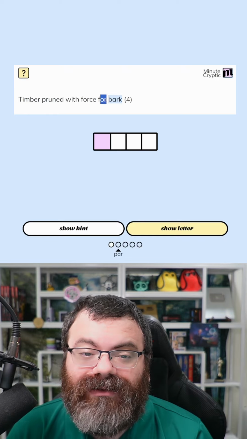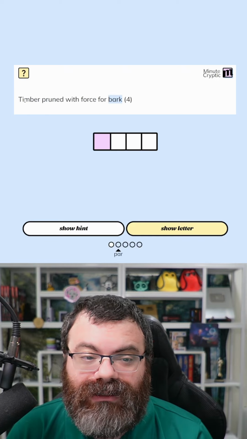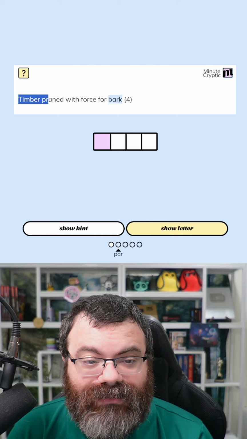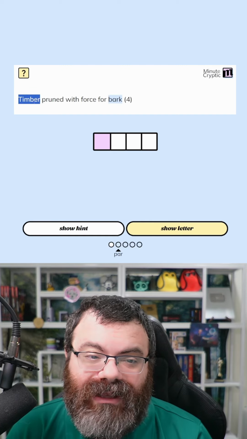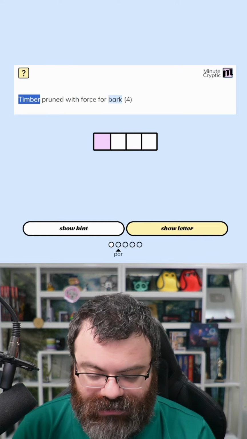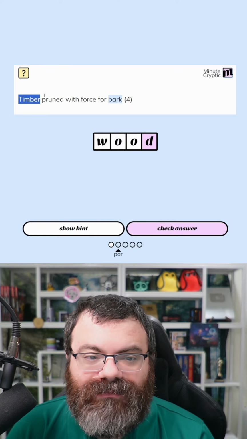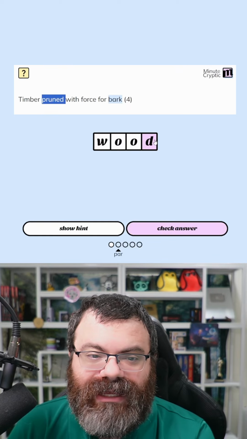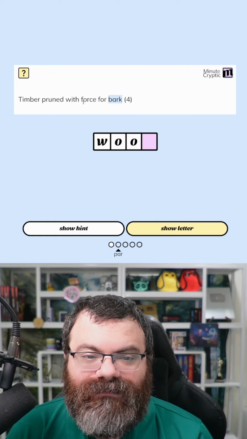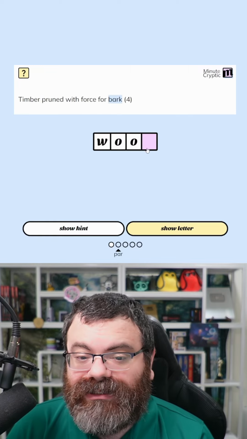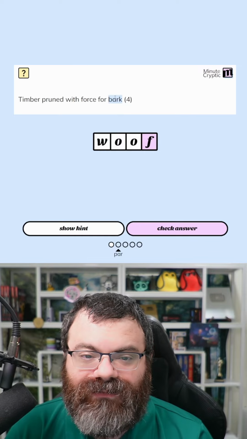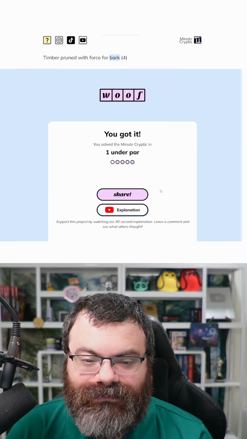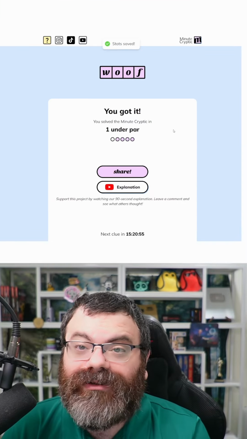So I was wrong about this dangling 4 here. Okay. Timber. It's woof. So I was right that another word for timber is wood, but we prune it. So we prune the ending of it. And then with force, and force in physics can be just F. So that makes woof, which is another word for bark. All right. I was actually very close with wood.